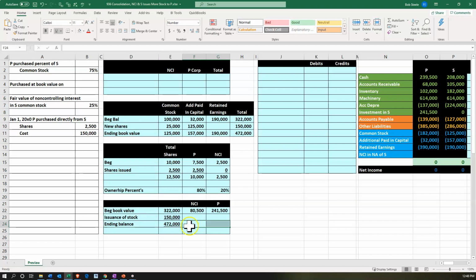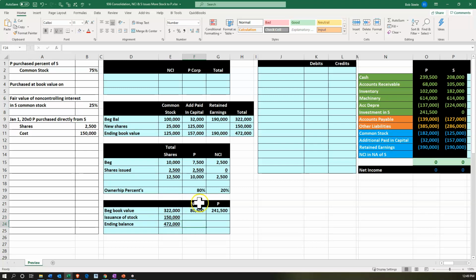Now on the ending, we'd like to see our ending balances. I'd like to see the ending balance broken out between our new percentages, the 80 and the 20. Now notice I flipped here from parent to the non-controlling interest, parent. So just be aware of that. We've got to say, okay, how are we going to break out that 150 to get to an 80-20 ending balance?